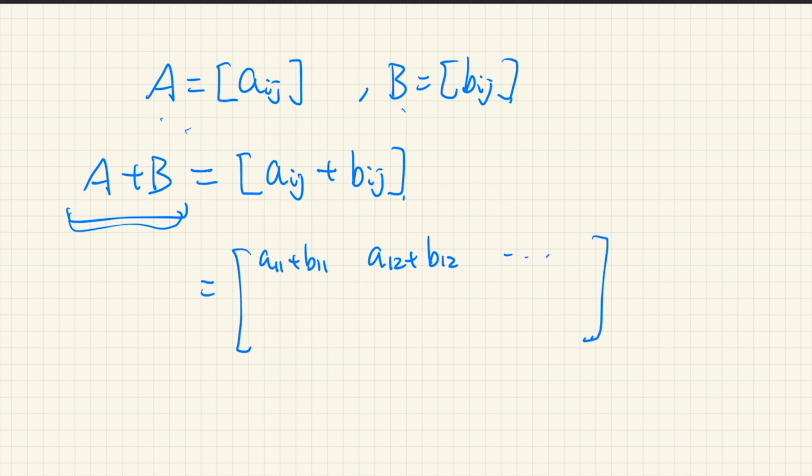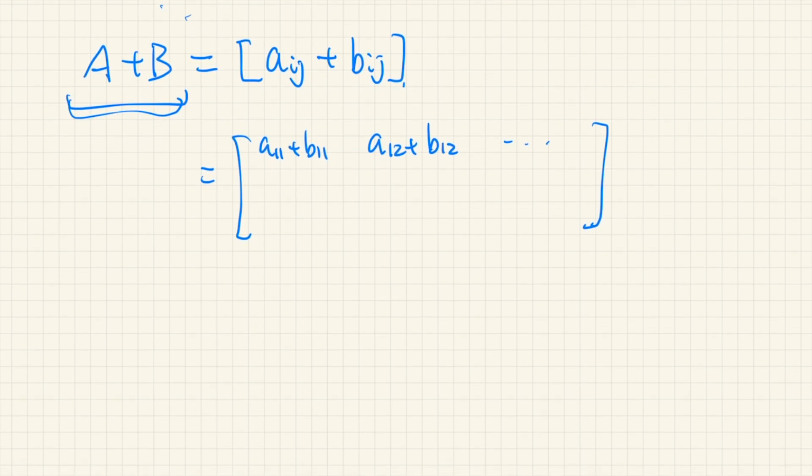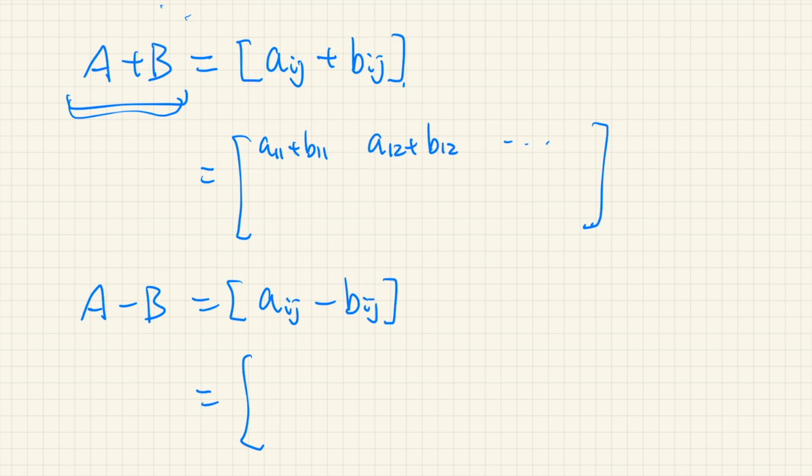And similarly, we can define the subtraction between two matrices. A minus B is defined element-wise: a_ij minus b_ij, which means the 1,1 element of this new matrix, A minus B, is a11 minus b11, and the 1,2 element is a12 minus b12, and so on. And same for all the other rows.